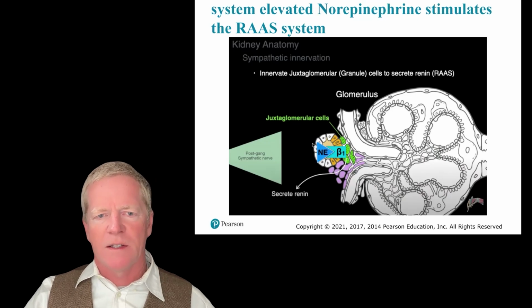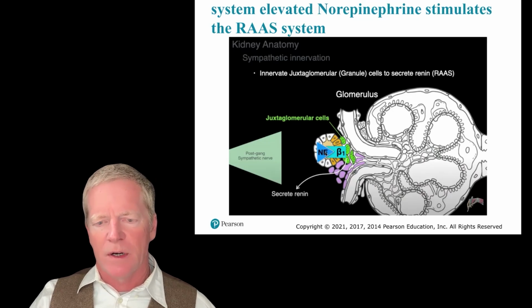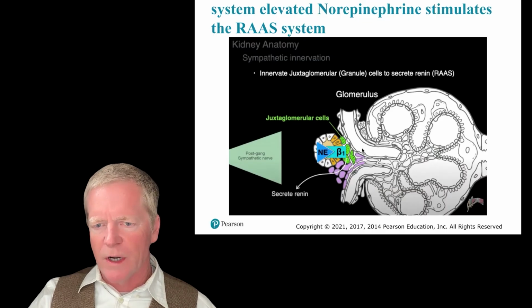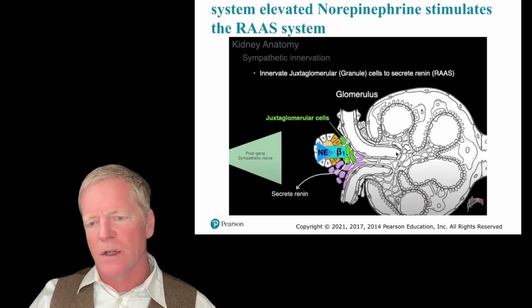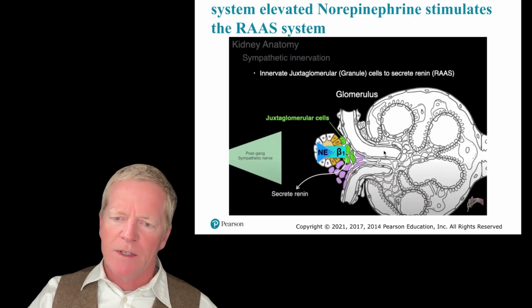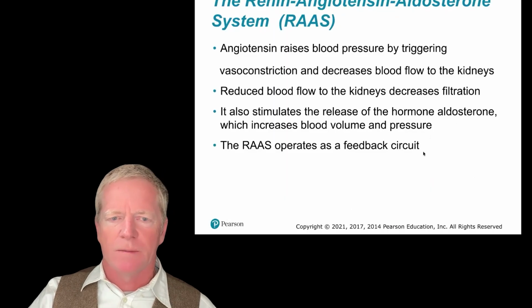So one of the effects of stimulating your sympathetic nervous system and producing norepinephrine is to ultimately result in the reduction in the size of the afferent blood vessels, which increases blood pressure.